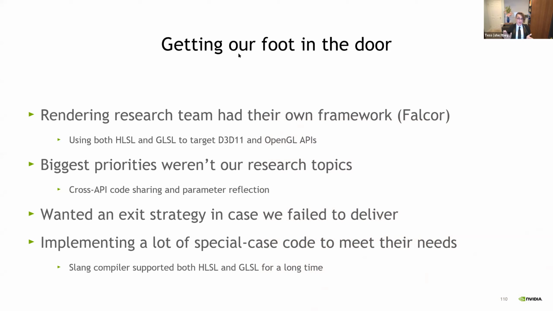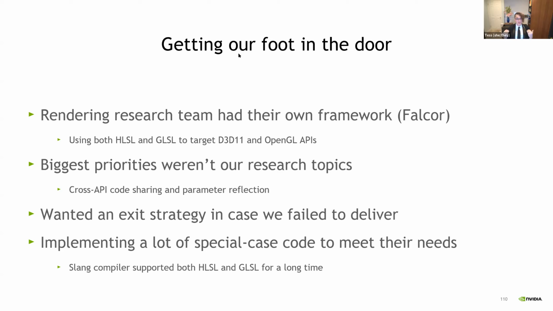The world has changed a lot since then, and we've had to migrate with them. What we found when we started engaging with the people building this framework for the researchers was that their biggest priorities weren't the same as our research interests. They came to us and said, we actually just need something for cross-API code sharing. We need this portability piece, and we need a decent parameter reflection API. None of the other compilers we've been working with do reflection right. So they came to us requesting those pieces, which weren't really aligned with our research goals at the time.